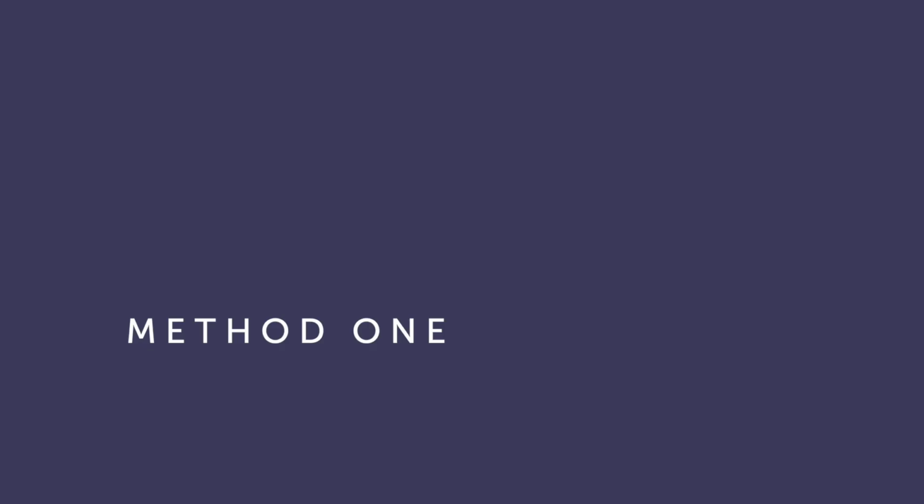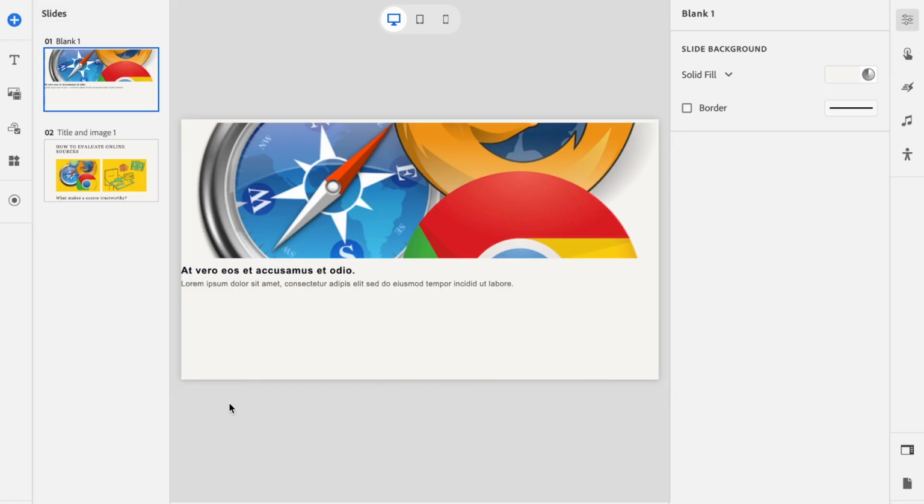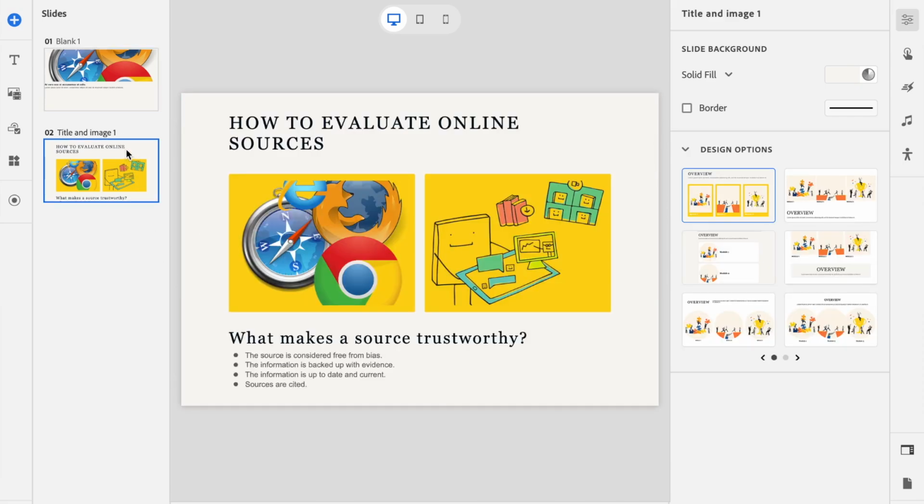Method 1. Record directly into Adobe Captivate. Your first option is to record narration directly into your project. To record your voiceover, select the slide you'd like narration to play over. The toolbar on the right has an option marked Audio.